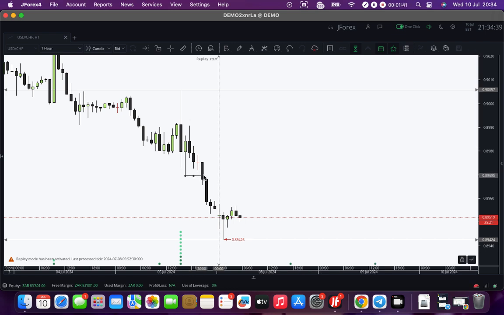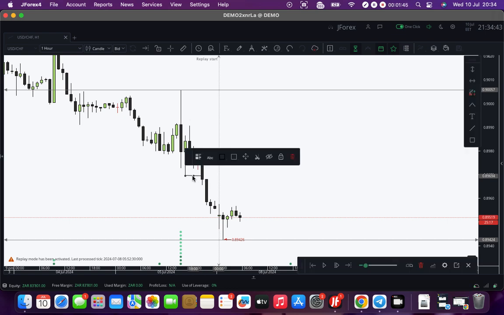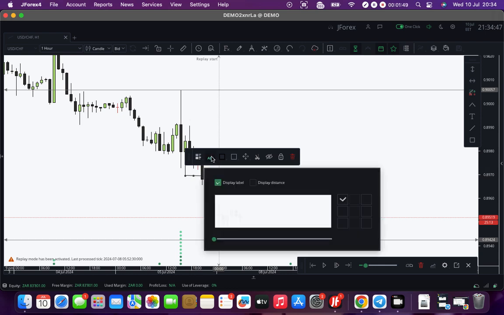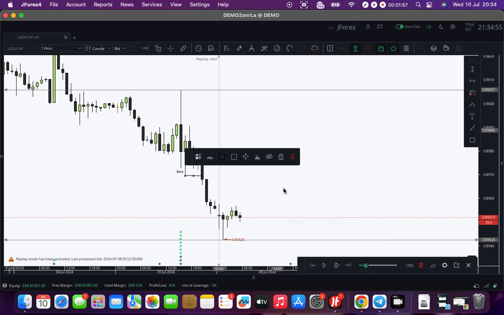So we can also spot some other things here, like this break of structure. So this break of structure indicates that the market is in a downtrend, right? BOS, it indicates that the market is in a downtrend. It's breaking structures to the downside, right? So let us see how the market plays out.